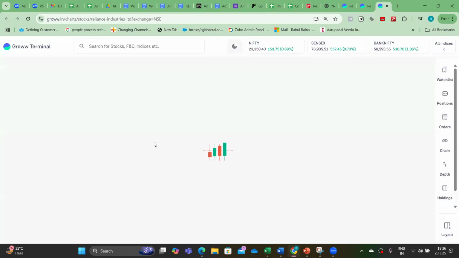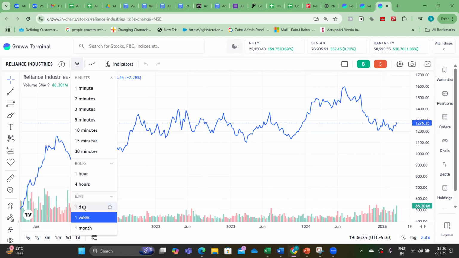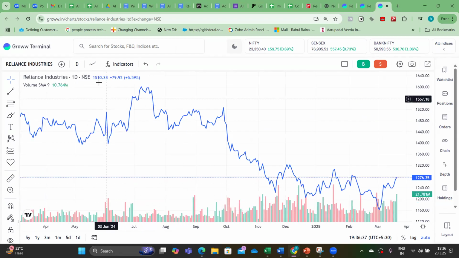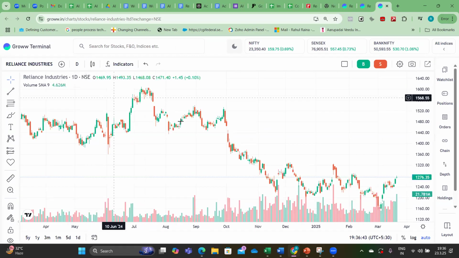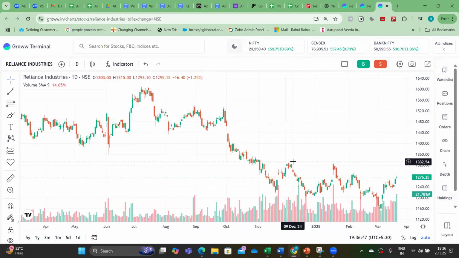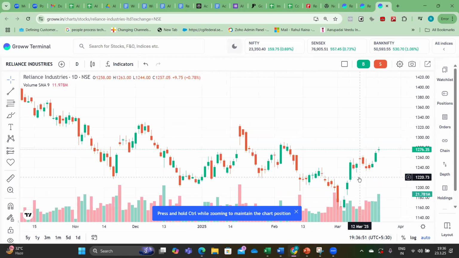I click on the terminal. This is the chart. Okay. Let me select daily chart. And if you see this line here, if I click this and select candles, see now some red and green stuff has come, right? Correct? Some red and green stuff has come.